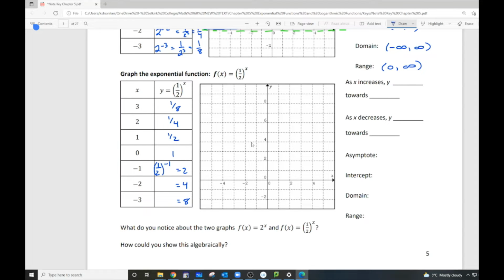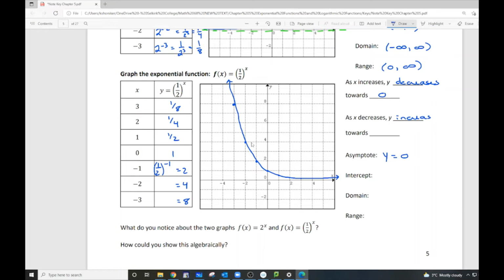Now if I plot these points, it doesn't matter where I start, I'm going to start at my y-intercept, (0, 1), and then to the right, when my x values increase, what's happening to my y values? Well, they go 1/2, 1/4, 1/8, they are decreasing. So this time, as my x's increase, my y's are decreasing towards 0, towards that asymptote of y equals 0. Then what happens as x decreases? As x decreases, I've got a point at (negative 1, 2), (negative 2, 4), (negative 3, 8). It's going to keep increasing towards positive infinity.